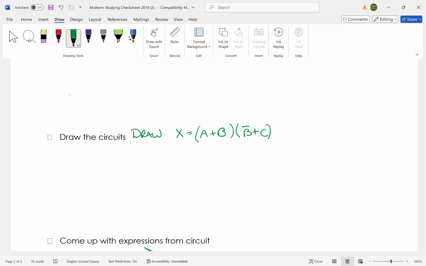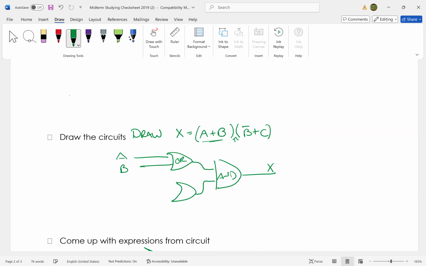So I'm going to draw this, and I see that X is coming from an AND gate. Into that AND gate, I have this side and this side. This side is an OR with A going in, B going in, and the other side is also an OR. I know that because there's a plus, and B inverted is going to go in, and C is going to go in. So that's going to be my circuit.